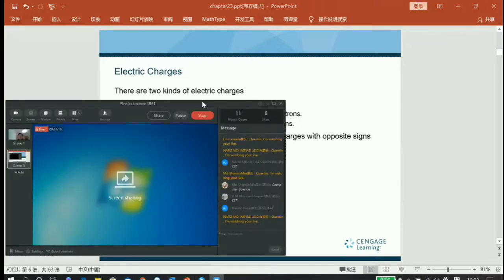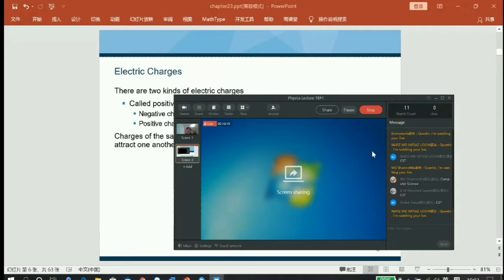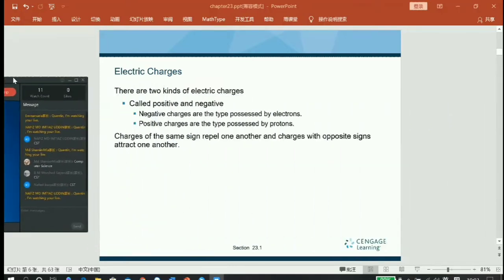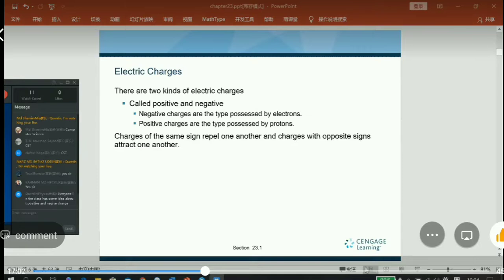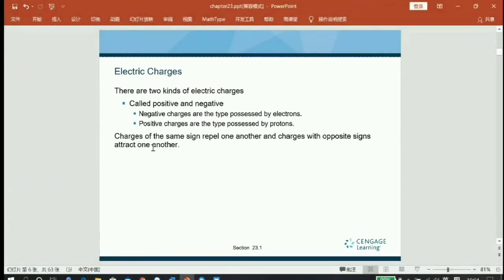Just send me some message, see if it is true that everyone in the class has some idea about positive and negative charge. I hope so. Okay, good. Very good. That's something I want to know. All right, so let me continue this.